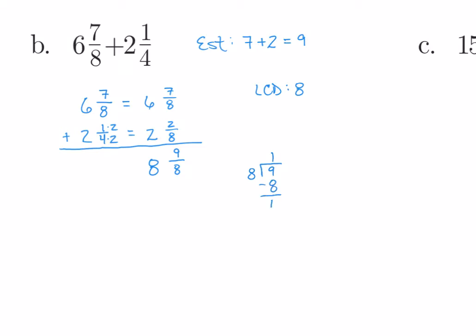We multiply, we subtract, we get 1/8. So what we have here is our original whole number, the 8, plus we convert our improper fraction into a mixed number. This is 1 1/8. And now we combine our whole numbers. 8 plus 1 is 9, and we have 1/8.